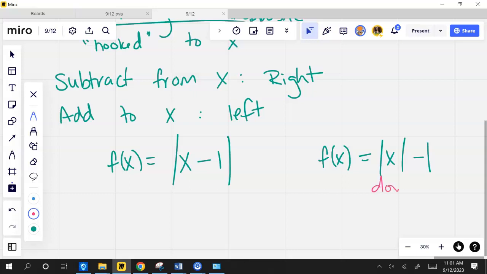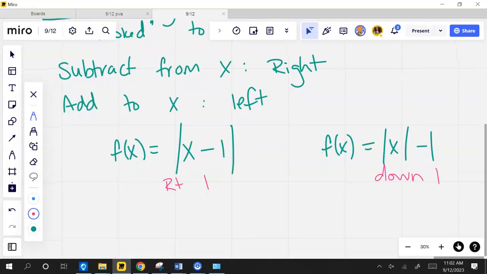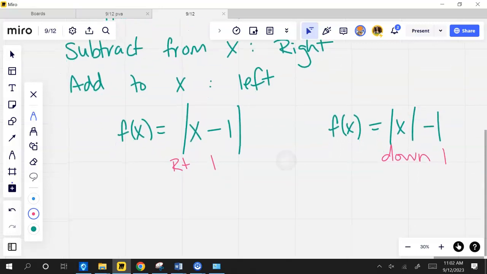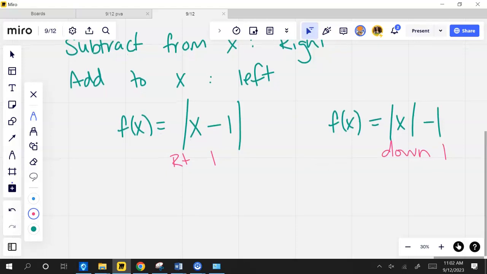This one is moving down 1. What's happening with this first one? It's moving right 1, okay? That's why I said opposite. It's inside the absolute value, okay? How does it work with quadratics? So x minus 1 squared as opposed to x squared minus 1. Does that make sense? Is everybody okay?